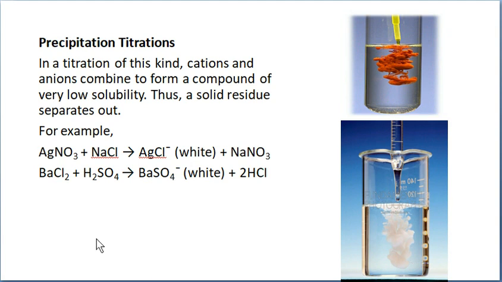Precipitation titration, as the word itself says, means there is a formation of precipitate. The cation and the anion combine to form a compound, which is the precipitate. Ag plus reacts with Cl minus to form silver chloride, a white precipitate. Similarly, barium chloride and H2SO4: barium 2 plus reacts with SO4 2 minus to form barium sulfate, a white precipitate. Thus a solid residue separates out. The residue is nothing but the precipitate which is separated out from the solution.